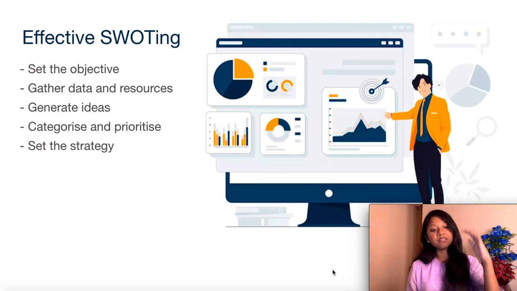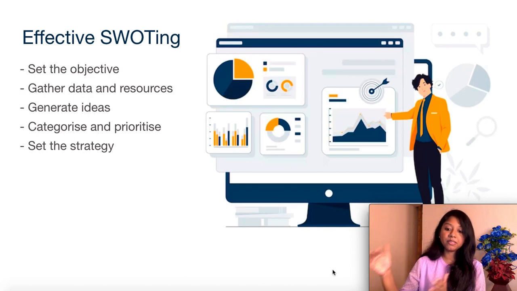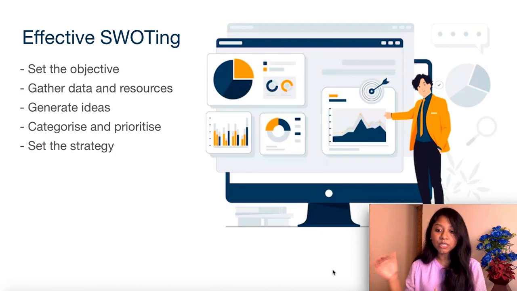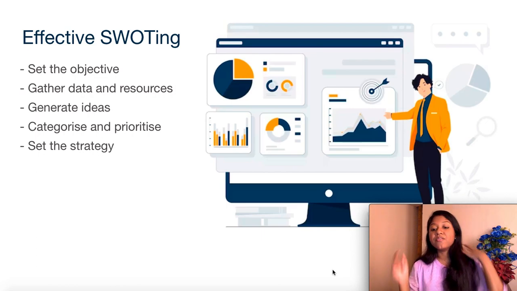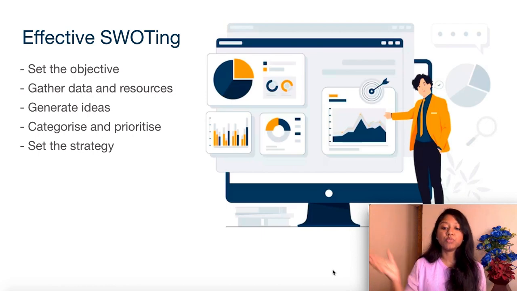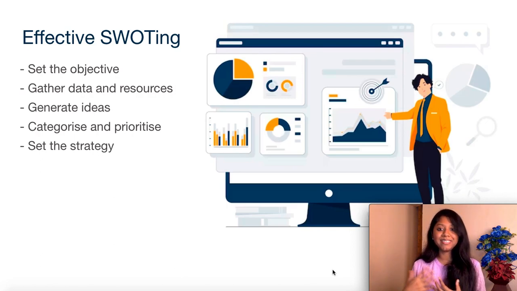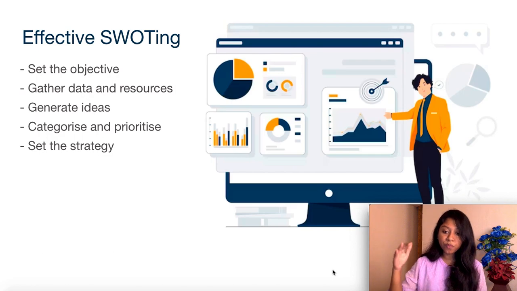There are a couple of steps that need to be followed in order to go about this entire analysis. As we know, SWOT analysis is all about understanding the current state of an organization or an entity, okay? And it's factual. It's not assumptions that an organization makes. So to be factual, we need to back up our decisions, opinions and perspectives with data. There are a couple of steps you need to follow to make that SWOT analysis effective.